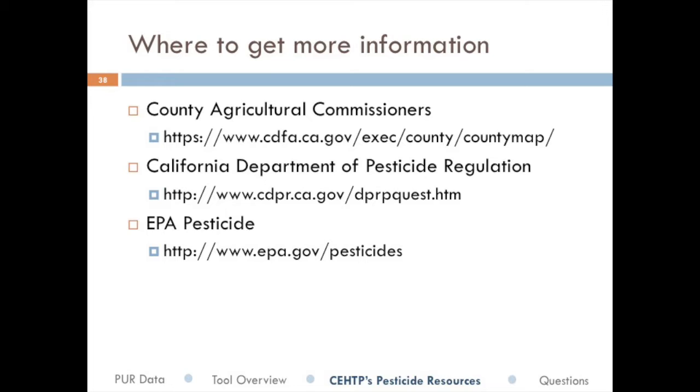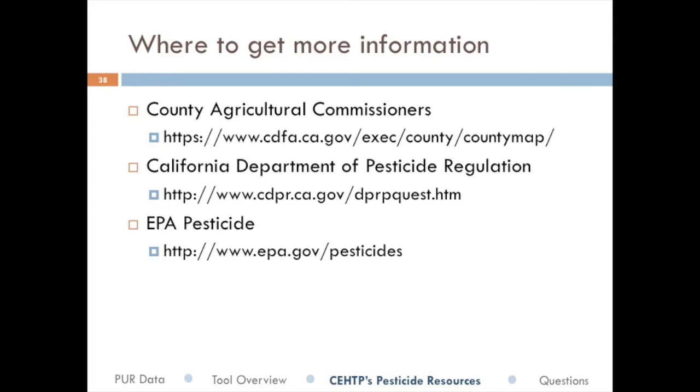County Agricultural Commissioners enforce regulations locally and are often the point of contact when reporting potential exposures or for specific questions around local regulations, permits, and applications. CDPR's website, in addition to the PUR data, has information on California-specific regulations and a lot of educational materials on how to reduce pesticide exposure and how to report concerns. The EPA's pesticide page also has a lot of information on how to prevent exposure.